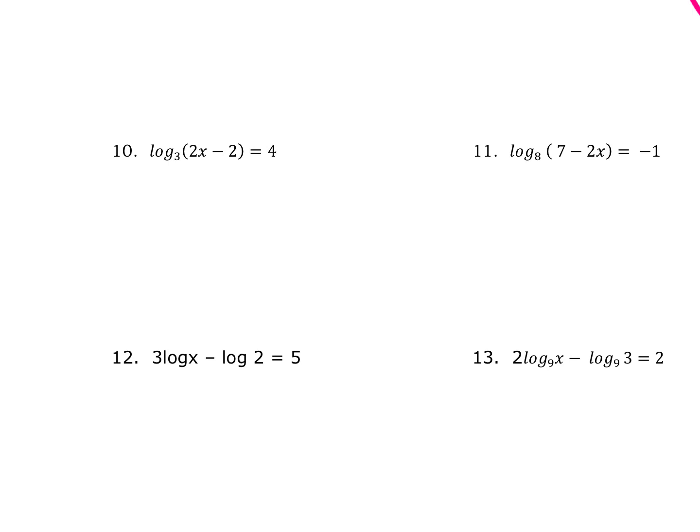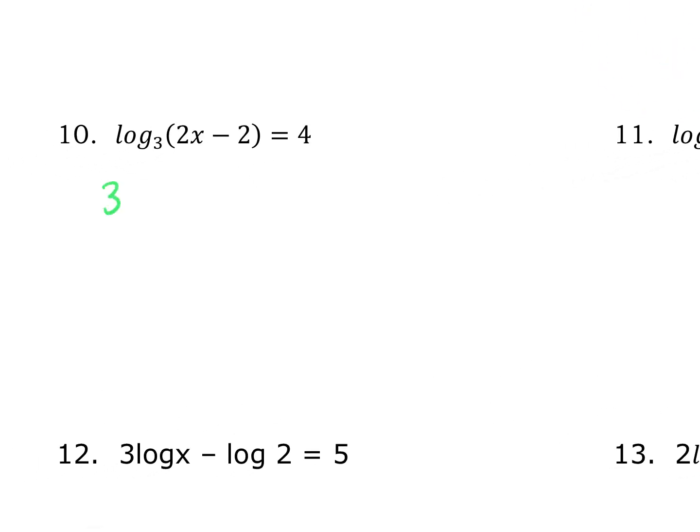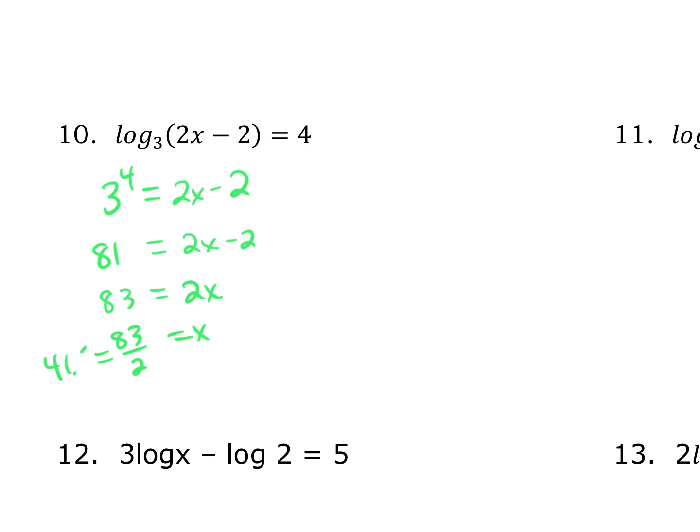Alex Leary, we have a logarithmic equation. So what are we gonna do? 3 to the 4th equals 2x minus 2. Beautiful. Okay, and 3 to the 4th is 81. 2x minus 2, let's add. We can write it as 83 over 2 if you want to. If you want to put it as decimal, you can also.